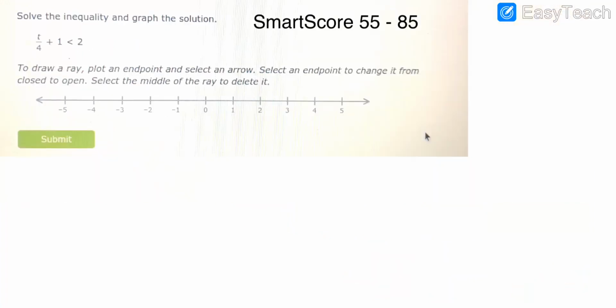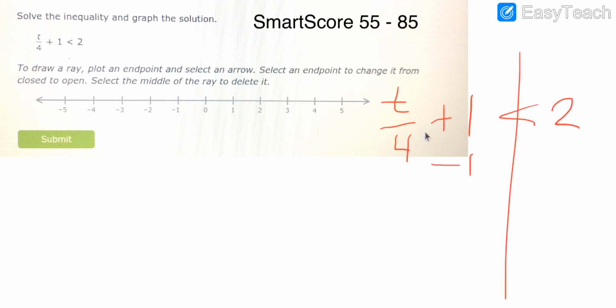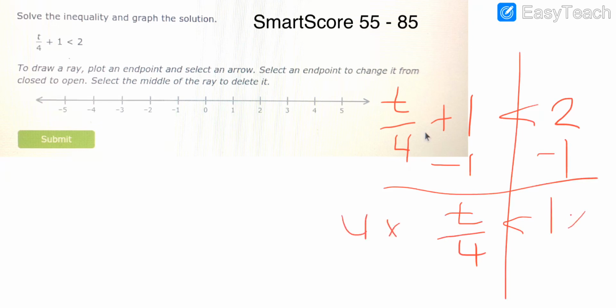For 55 through 85 as your SMART score, these are the types of questions that you will see. A little bit more complicated. I've got that division piece in there where I've got t divided by 4 plus 1 is less than 2. So I draw my line, subtract 1 on both sides so that t divided by 4 is less than 1. And then to undo the division, remember we have to multiply by 4 on both sides so that t is less than 4.